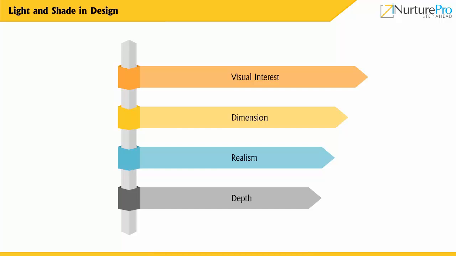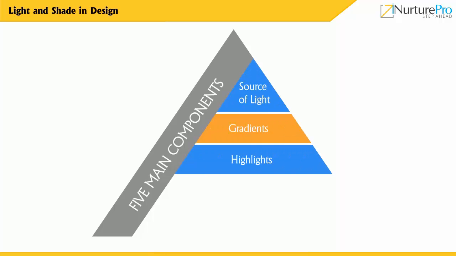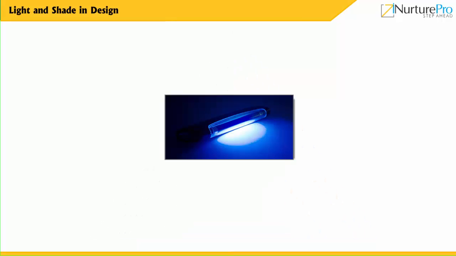Now let's have a quick overview of working with light and shade. The 5 main components that play an important role in designing are source of light, gradients, highlights, basic shadows, and advanced shadows. Let's now discuss each component in detail.